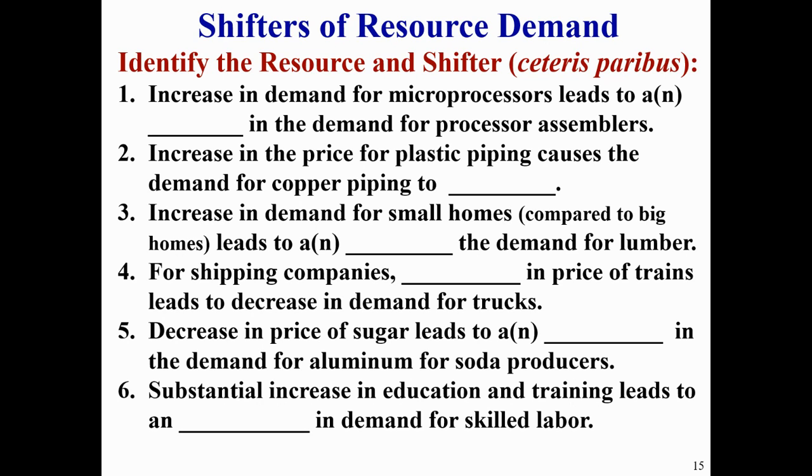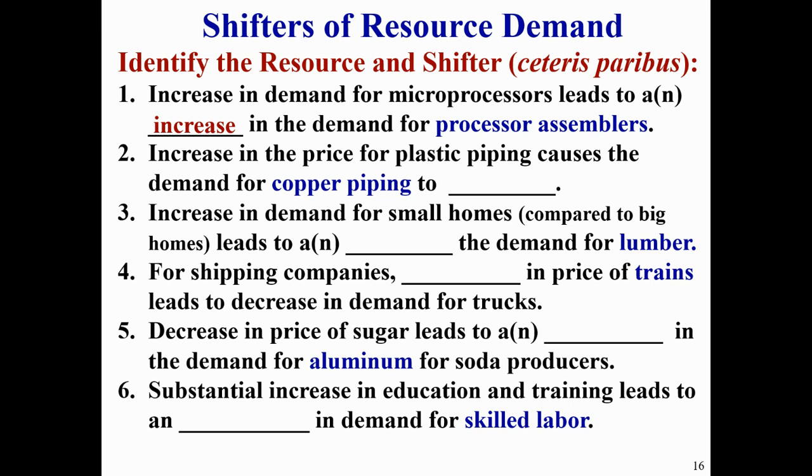Great. So these are the answers. Increasing demand for microprocessors leads to an increase in the demand for processor assemblers. Again, an increase in the demand for a good will increase the demand for the resource.